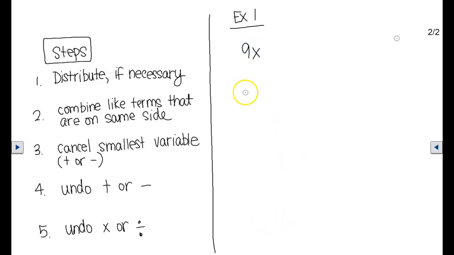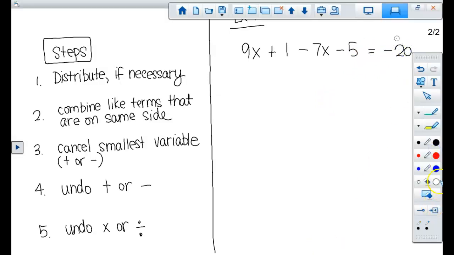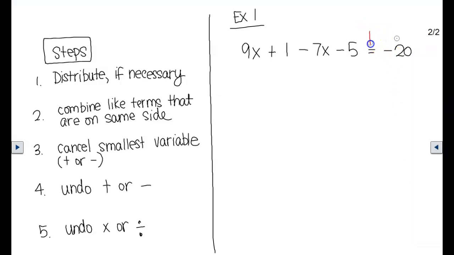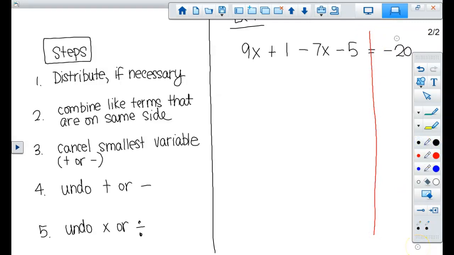We're going to do 9x plus 1 minus 7x minus 5 is equal to a negative 20. So this is the first example that we'll do together. All right, I'm going to begin like I always do by drawing my line through my equal sign so that I can see my two sides. Now you'll notice side 1 of this equation is a little bit more complicated. Side 2 is really simple. It's just one number. So the first thing I want to do is distribute if necessary.